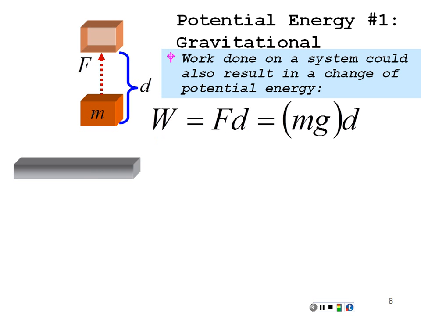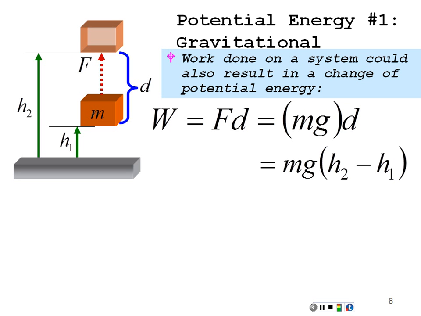So the work would be equal to your force times the distance d, mg times d. But we could define d in terms of your height. We can say you're at original height of h1, and you go to a final height of h2, so the distance d is equal to h2 minus h1. So the work is mg(h2 minus h1), which we could write as mg height 2 minus mg height 1.